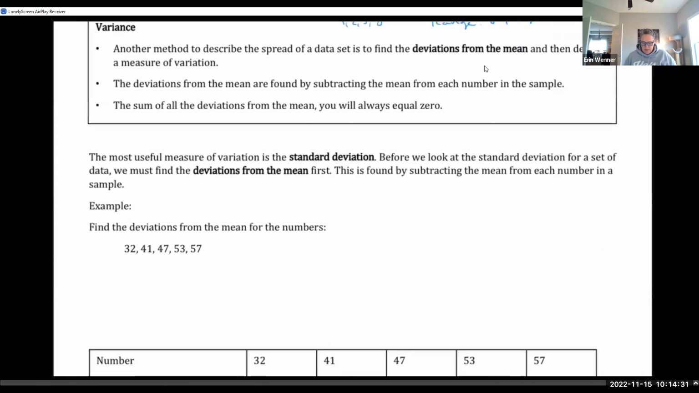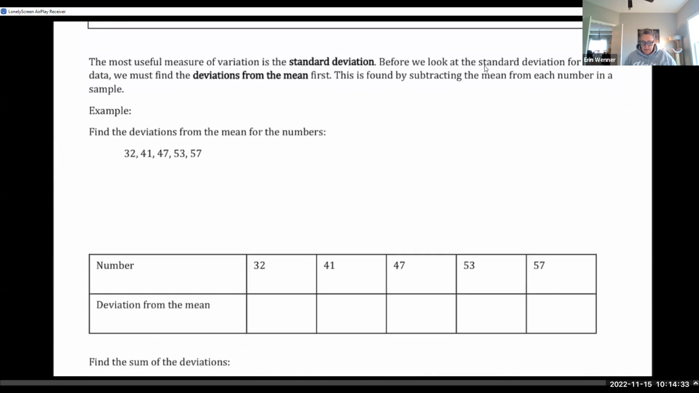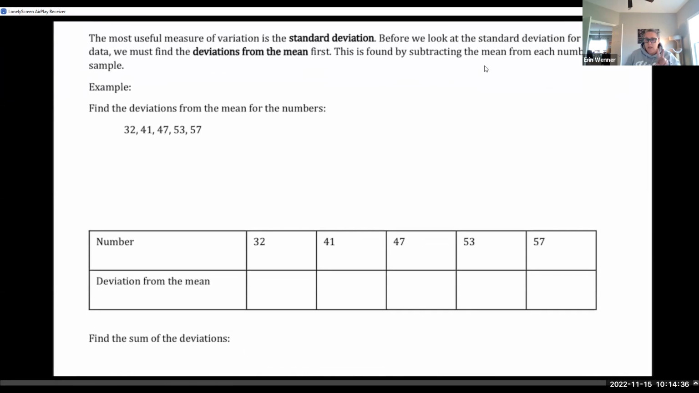So we're going to calculate standard deviation by hand twice, but then I'm going to show you how to use Desmos to calculate it. And my expectation is that you're going to use a calculator to calculate standard deviation, because it's crazy to do it by hand. It's not necessary, but it's also important for us to understand where that calculation is coming from, and that's why we're going to do it by hand. So the most useful measure of variation is the standard deviation.